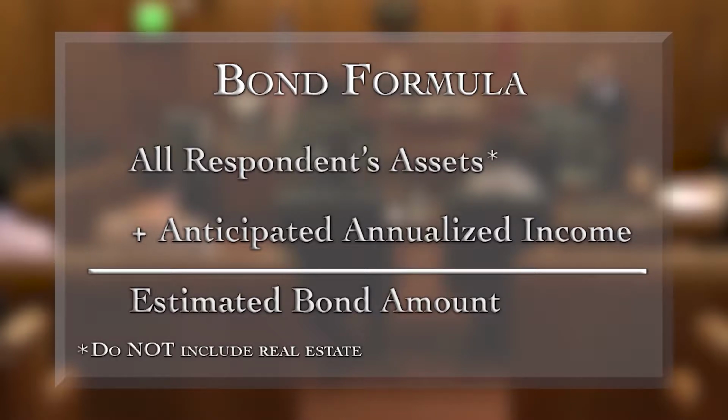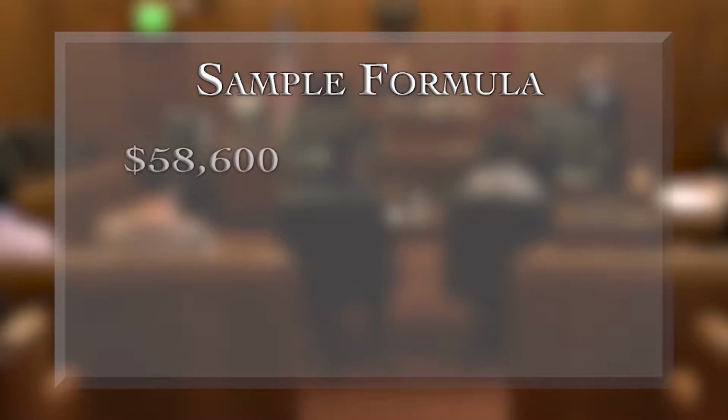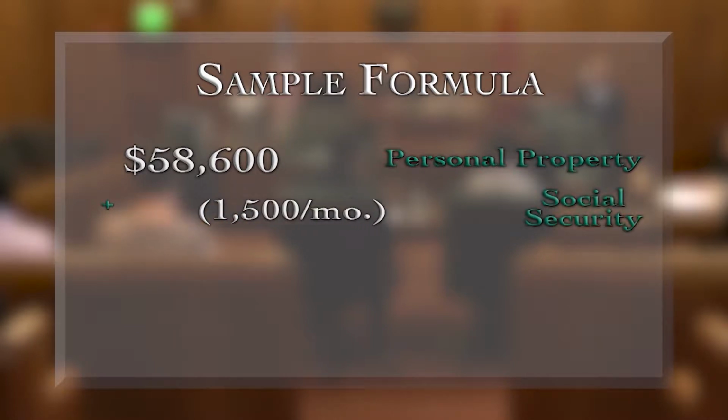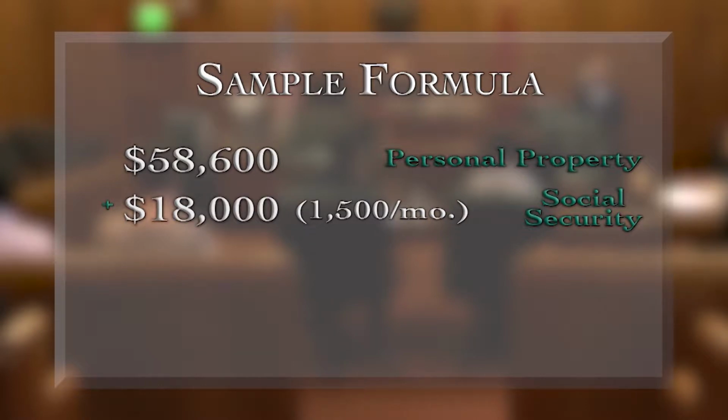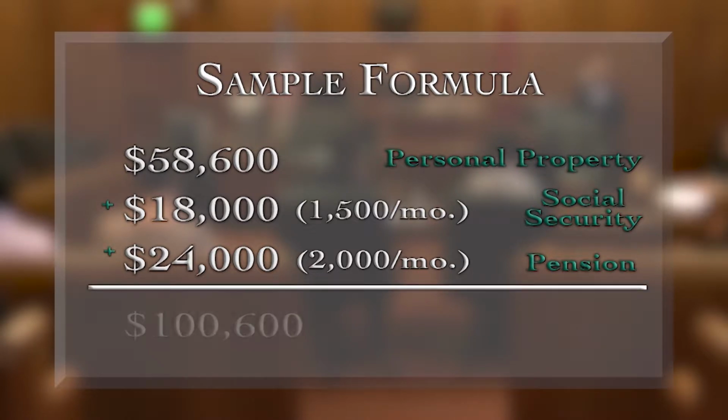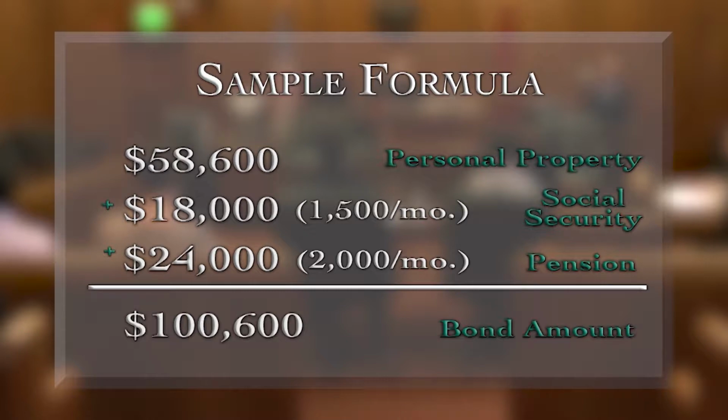plus all reasonably anticipated income for the year. For example, say the respondent owns about $58,600 in personal property. He receives $1,500 each month in Social Security, so for a year, that would be about $18,000 in Social Security. He also has a pension that pays the respondent $2,000 a month, in other words, $24,000 a year. Added up, it equals $100,600. So the court would likely set the bond amount at $100,600.